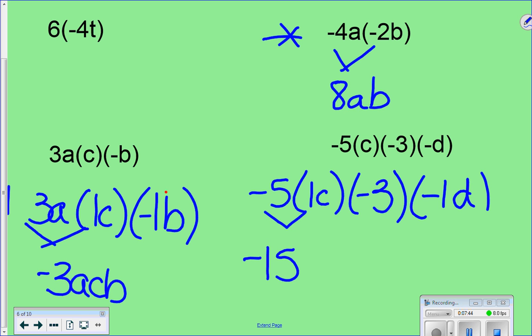So that's why it's so important to put those ones in. Otherwise, you wouldn't remember to multiply by them. And you have to remember to multiply by them, because does that change your negative and positive signs? Yeah, it changes your positive and negative signs. You have to remember to multiply those by those ones. And then CD on the end. Okay? So important to put those ones.